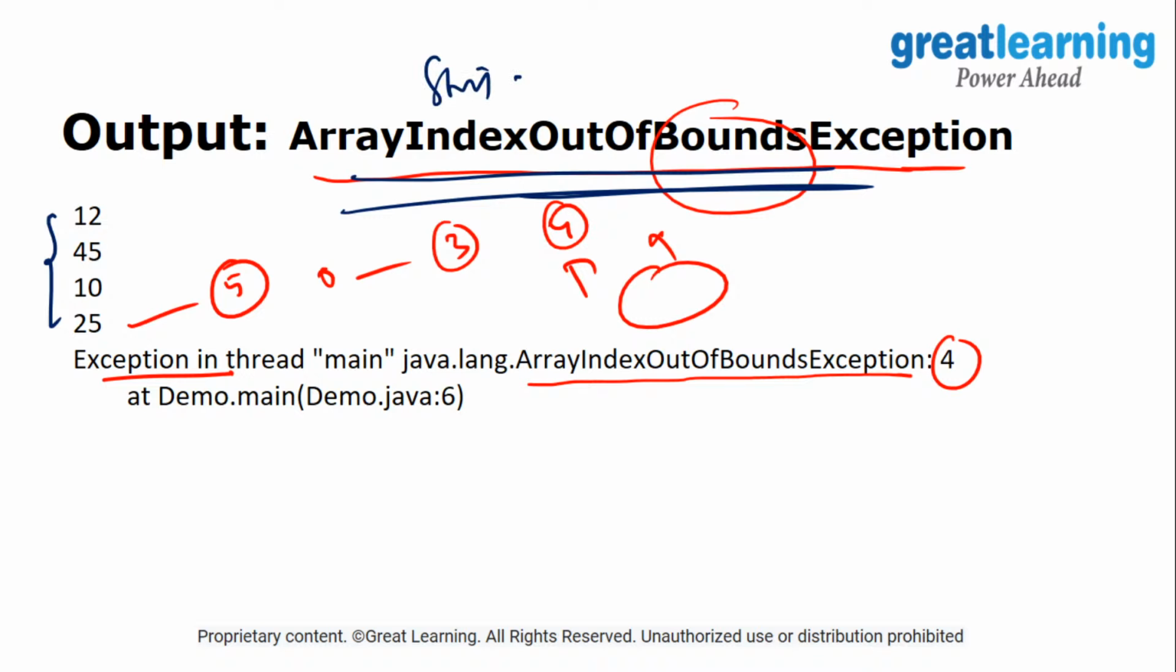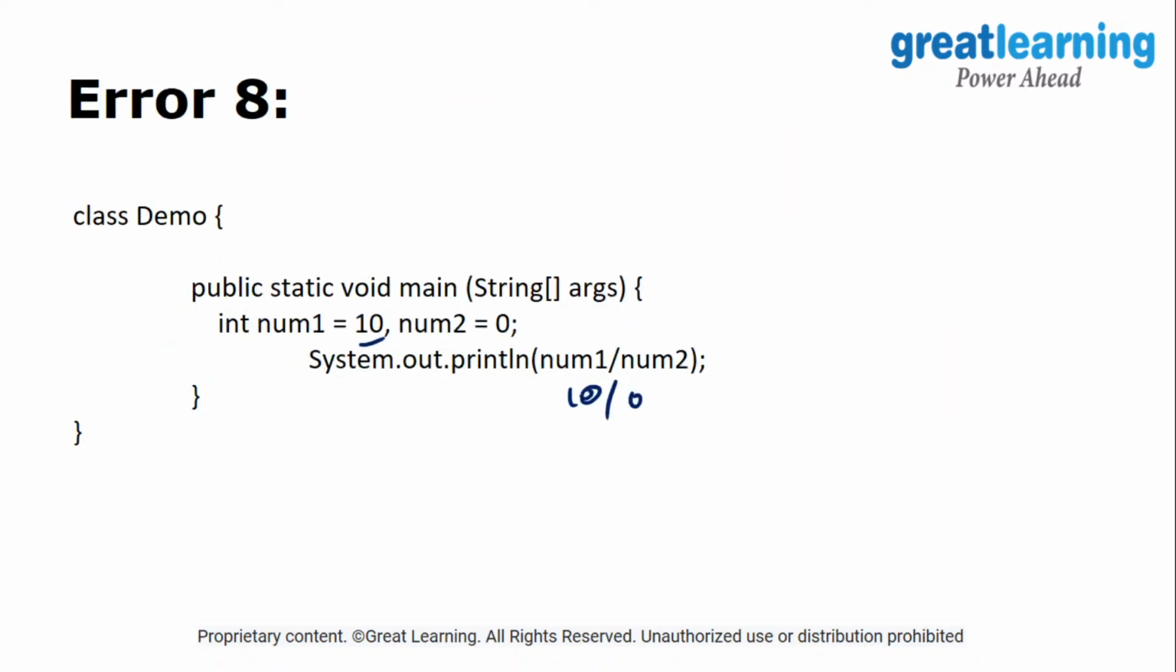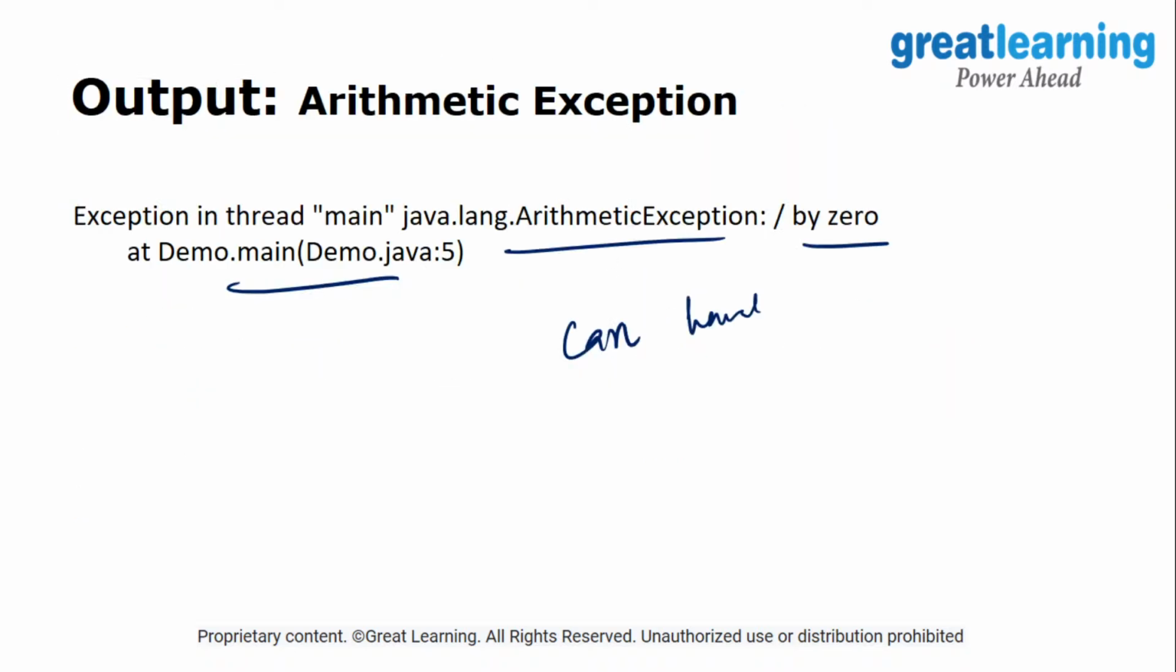Quickly guys, cannot be divided by 0. Okay, arithmetic exception. Yeah, out of bound. Yes, exactly. String out of bounds exception in terms of string, because that is not present. So this is your 8th error, that is division by 0.